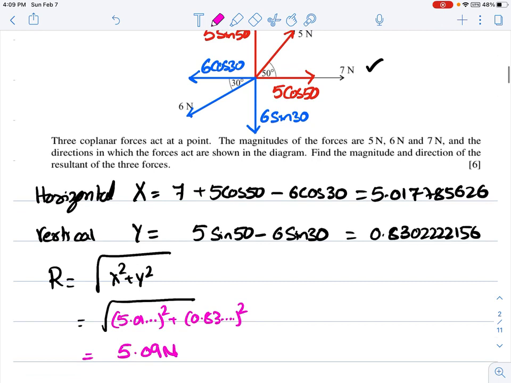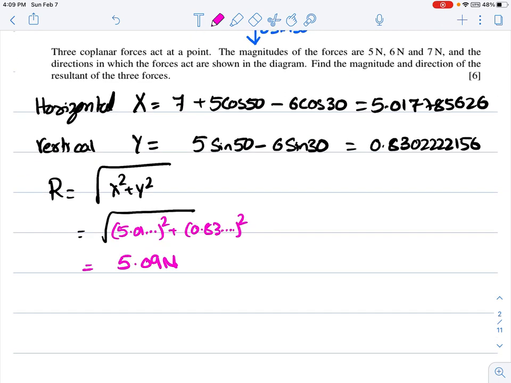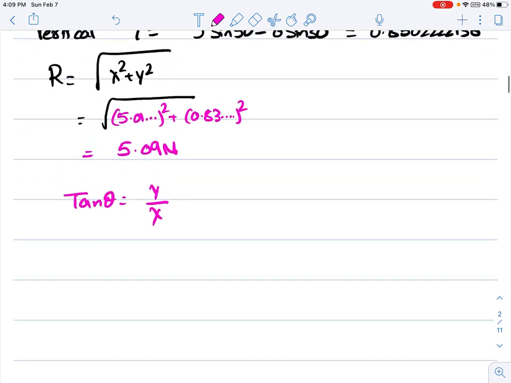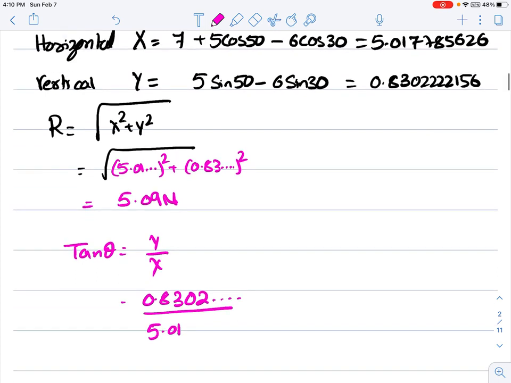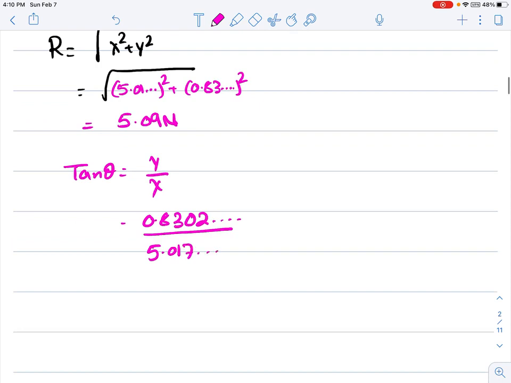This is R. Next, what should I be finding? The magnitude has been found. Now the direction. So for R, I have to find it out. Every time, tan theta will be the y coordinate divided by the x coordinate. So the y coordinate value is 0.8302 and so on, take the full calculator display, divided by 5.0177 and so on. That is tan theta. So theta is equal to tan inverse of that answer, which should give you 9.4 degrees.